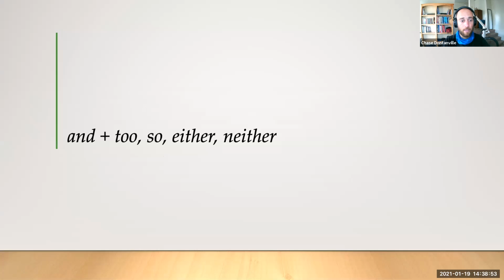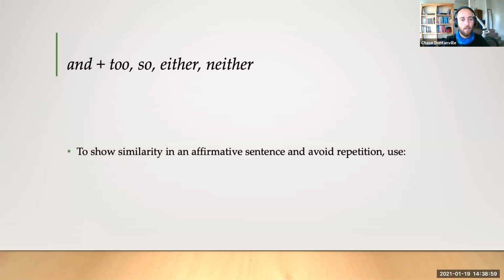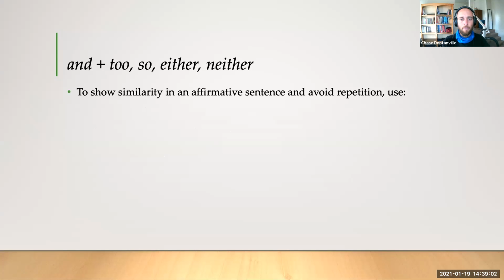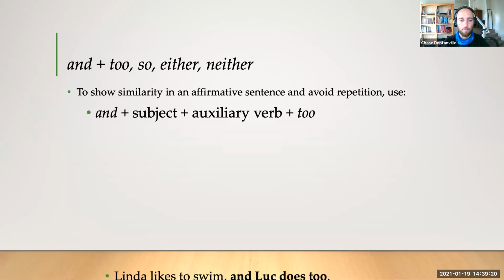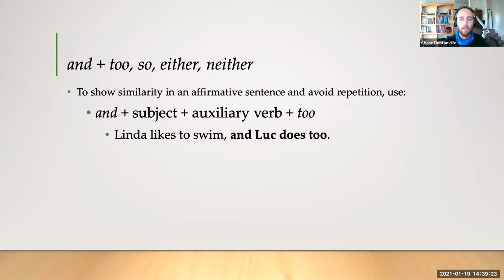Let's look at something new. Let's look at and plus too, or so, either, or neither. So to show similarity or being the same in a positive sentence or an affirmative sentence and avoid repetition, use and plus subject plus auxiliary verb plus too. Remember, auxiliary verb is the helping verb. So look at this example. Linda likes to swim and Luke does too. So you see and plus subject Luke plus helper verb do plus too. We do this instead of repeating the information from the first part.